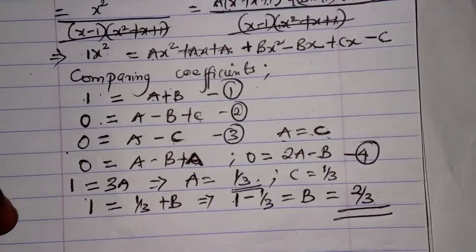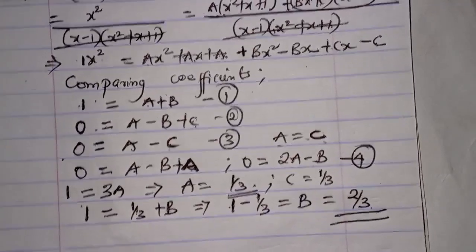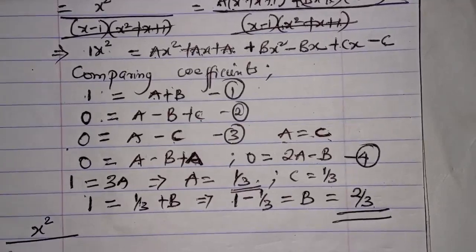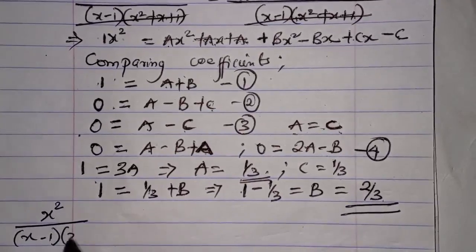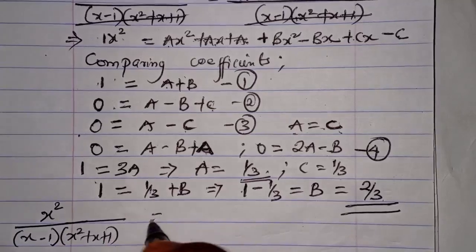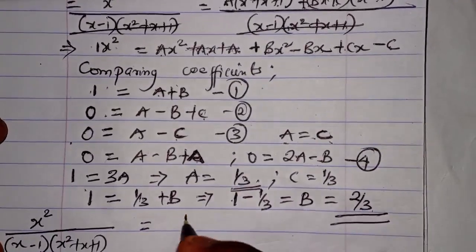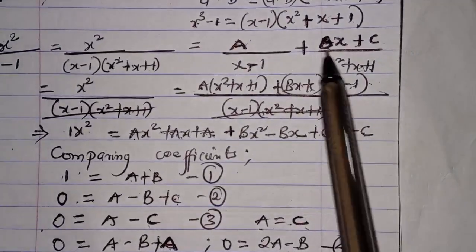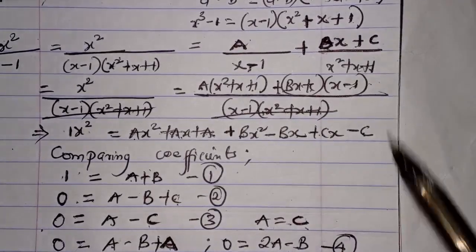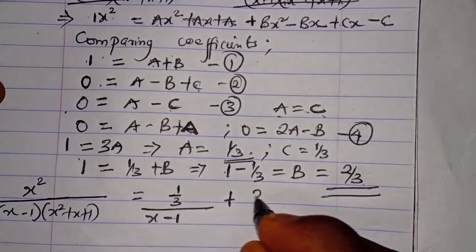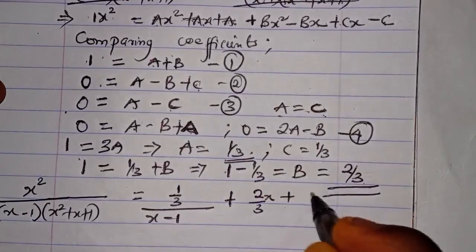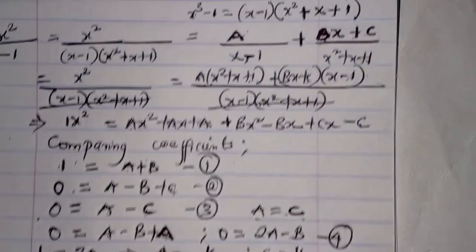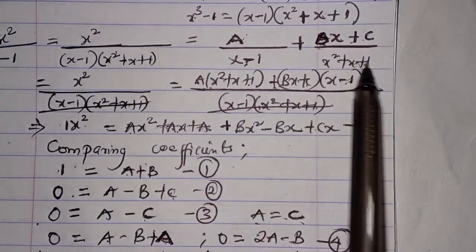So the partial fraction of x squared divided by x minus 1 into x squared plus x plus 1 is now, what's a? A is 1 over 3 all over x minus 1. Then plus this is bx plus c. What's b? B is 2 over 3. What's c? 1 over 3. So this is 2 over 3x plus 1 over 3, all over the denominator there, which is x squared plus x plus 1.